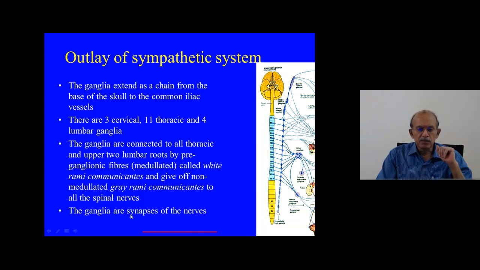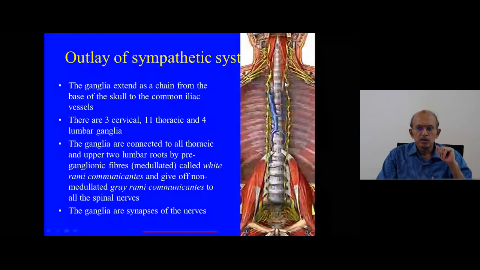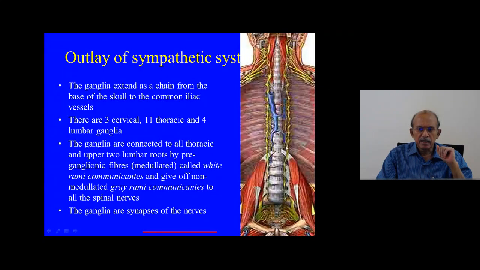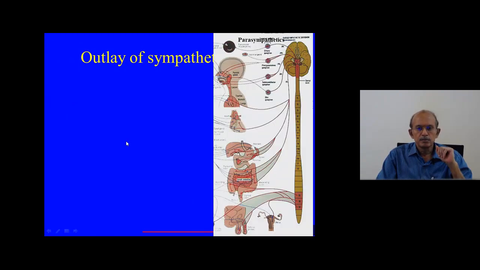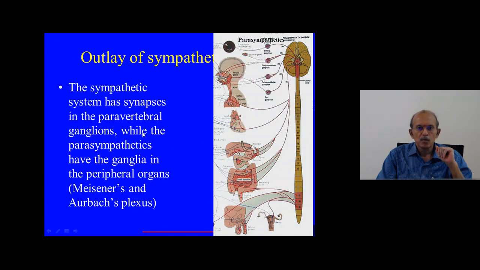The ganglia are synapses of the nerves. So this is the ganglionated chain that is there on either side of the vertebra. The sympathetic system has synapses in the paravertebral ganglia, while the parasympathetic has ganglia in the peripheral organs. The parasympathetic system has no ganglionated trunk. They have ganglia in the peripheral organs like Meissner's plexus and Auerbach's plexus.